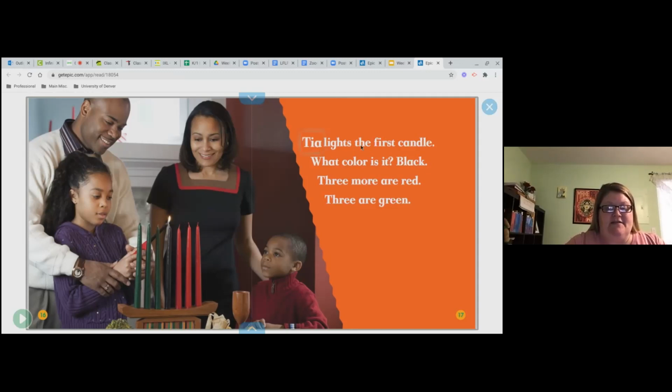Tia lights the first candle. What color is it? So Kenyon, what color is the candle that Tia is lighting? Black. So she lights a black candle. Your turn. She lights a black candle. Candle. Yes.